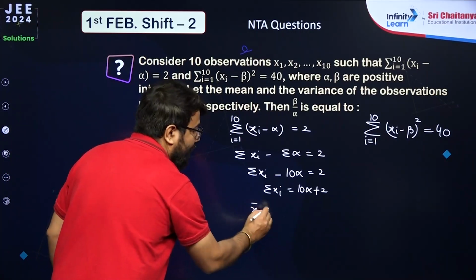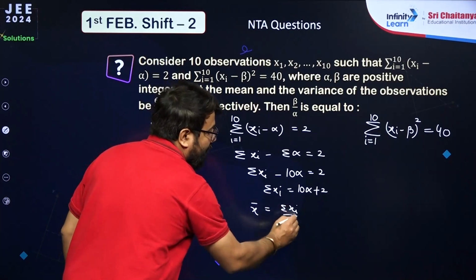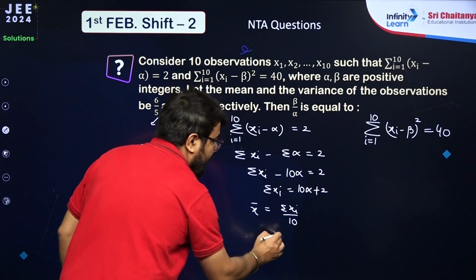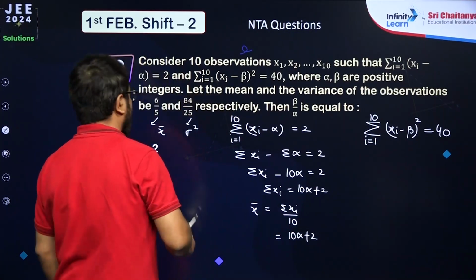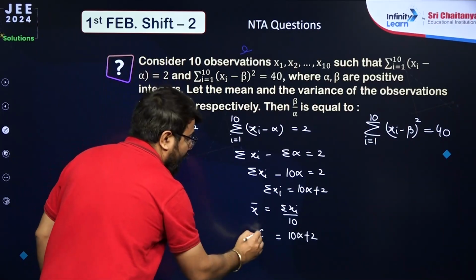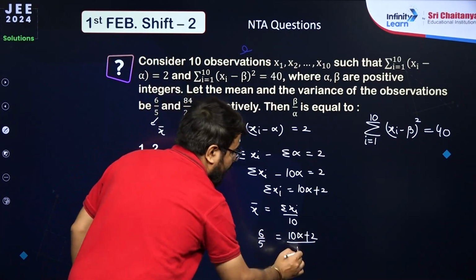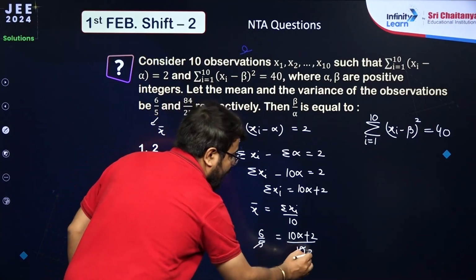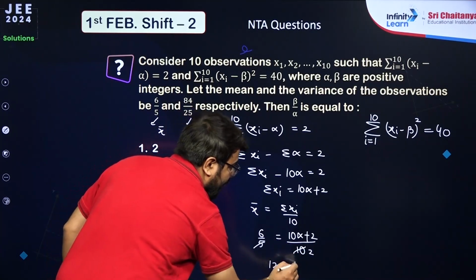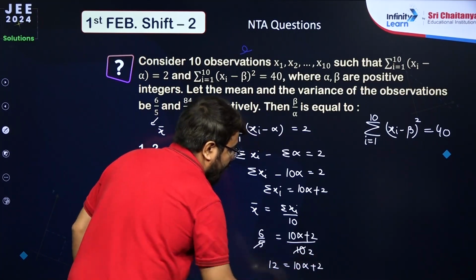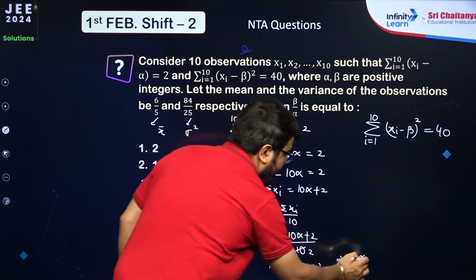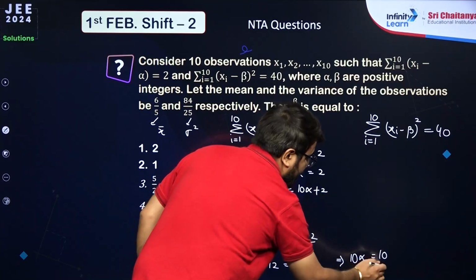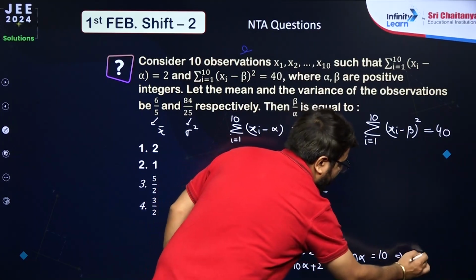So mean value is actually sigma xi over number of observations. So sigma xi is actually 10 alpha plus 2 and the number of observations is 10. So mean is actually 6 upon 5, being given to us. Okay, so if I cancel out this, it will be 12 and here it is 10 alpha plus 2. So from here, if I want to get the value of 10 alpha, that will be 12 minus 2, that is 10. So we got the value of alpha as 1.